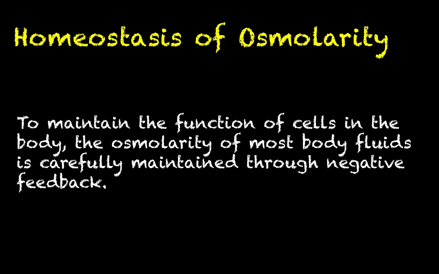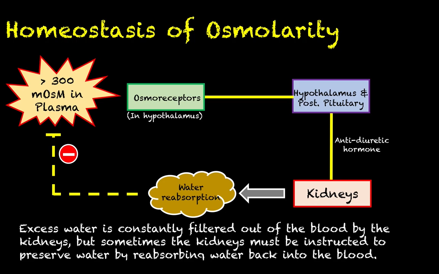So I mentioned that osmolarity of bodily fluids, especially the blood plasma, is something that is kept under very tight control through a variety of different homeostasis mechanisms. So we, of course, carefully maintain this through the typical negative feedback that we discussed in the very first video in this human physiology series. So here you can see a rough outline of how homeostasis of osmolarity is maintained.